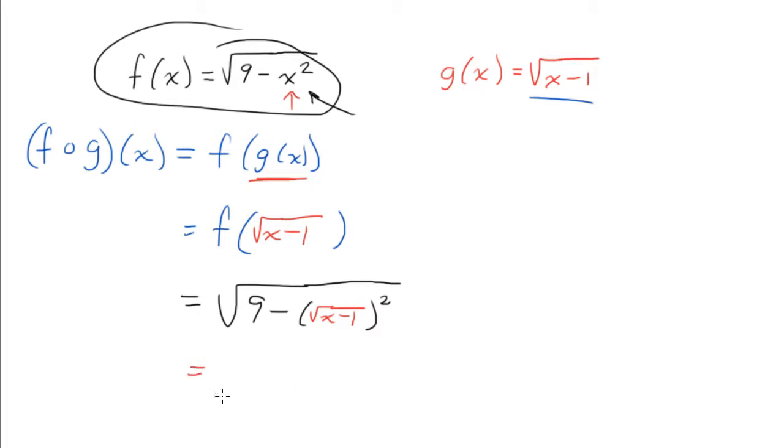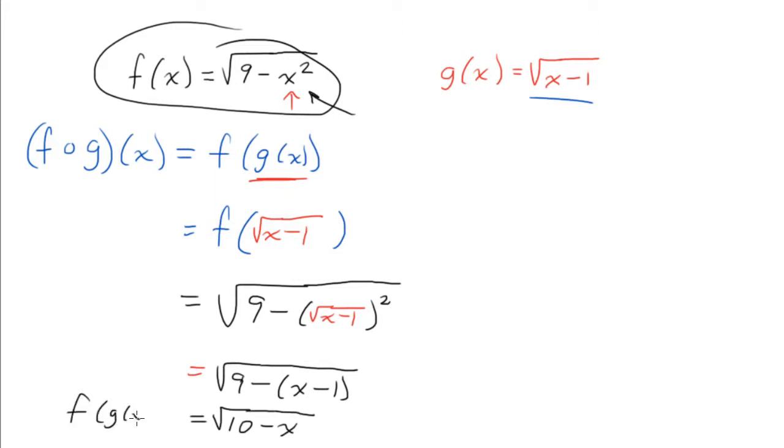So we get that to be equal to the square root of 9 minus, well, the square root of something squared is just that something, but this is going to stay in parentheses. Be careful here. So this negative sign then gets distributed, so we get the square root of 9 plus 1, so that's 10, and then minus x. Okay, so that is f composed with g of x.